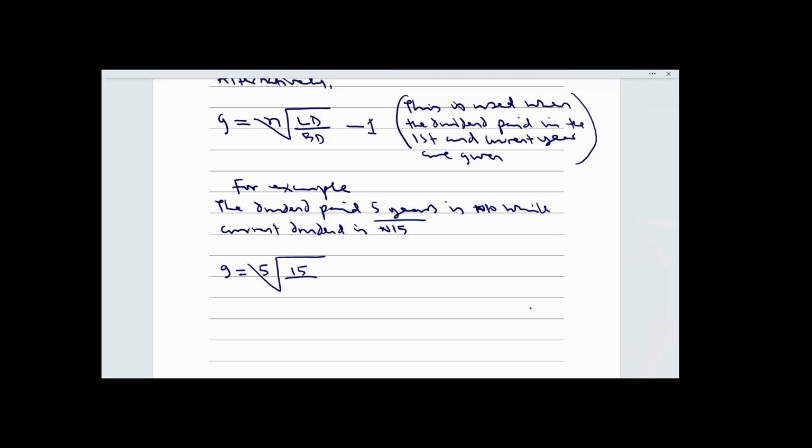over the dividend paid 5 years ago, which is 10 naira, minus 1. So this, I will get my answer. Just say 15 divided by 10, which is 1.5. 5 square root 1.5 minus 1, you get your answer. If you can't use the second function, then you can say G is equal to 1.5 raised to power 1 over 5, minus 1. So you get your answer. That's it.